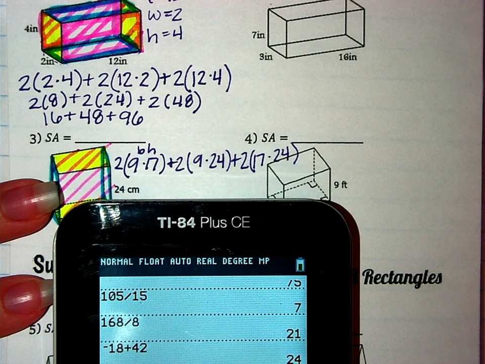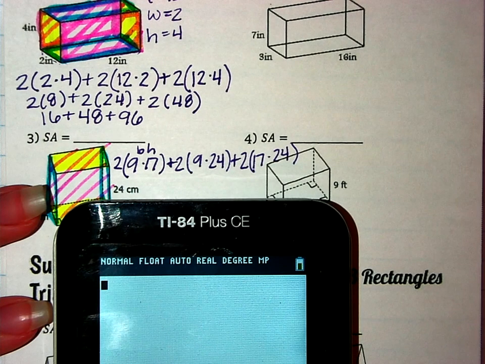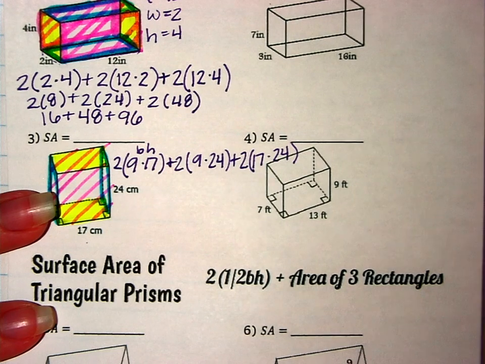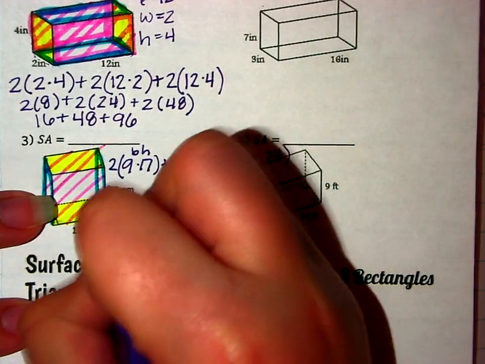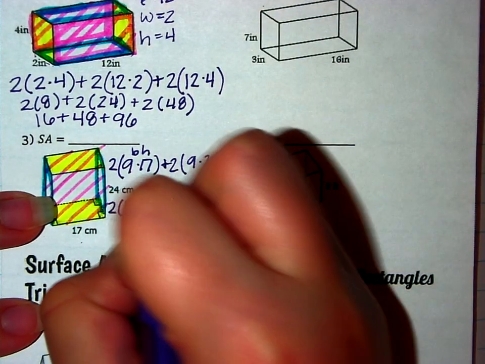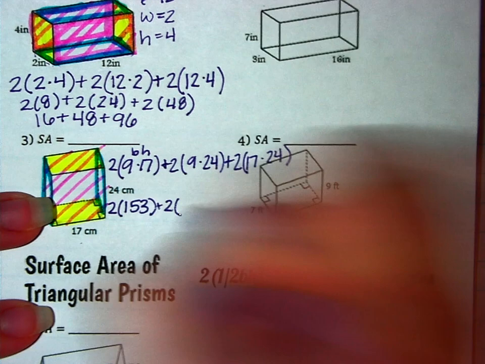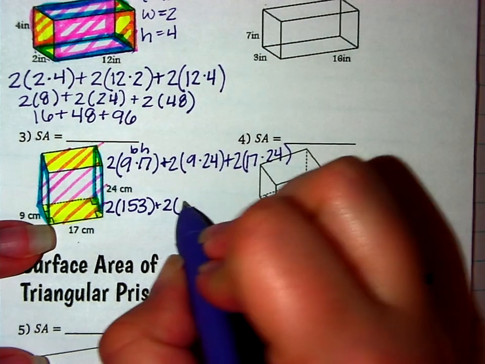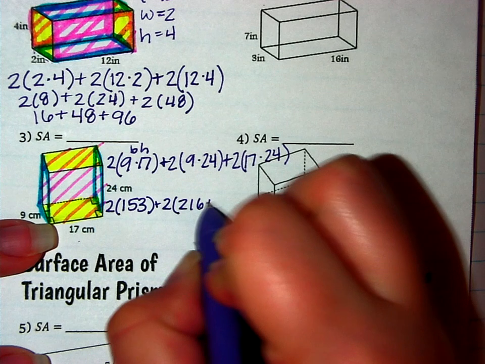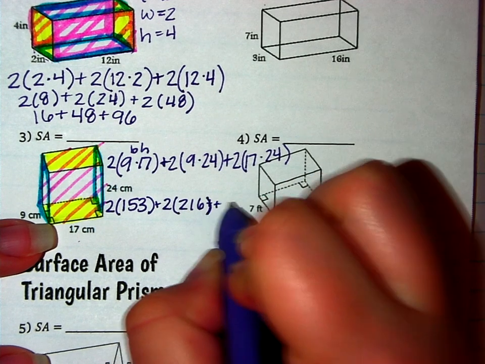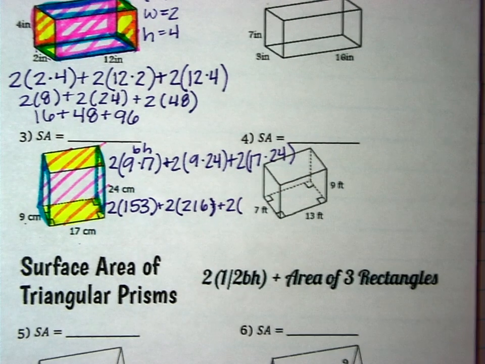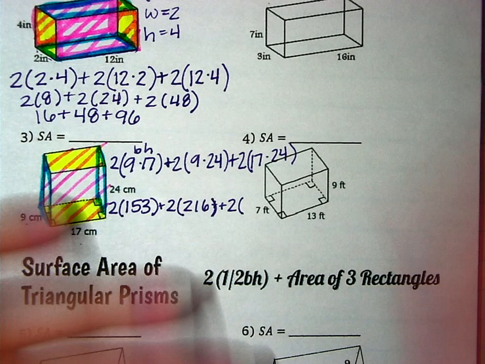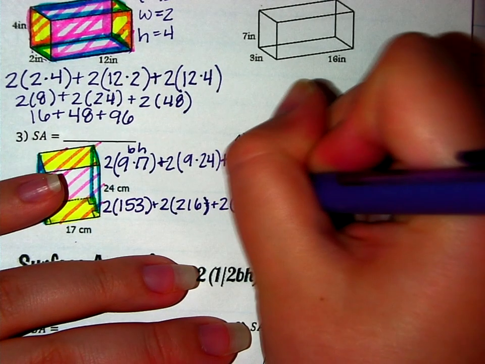All right, let's go ahead and do the PEMDAS. So we have 9 times 17. Don't know what that is off the top of my head. That's 153. So we have 2 times 153 plus 2 times 9 times 24 is 216. Parenthesis. Plus 2 times 17 times 24. Of course, 408. Just kidding, I had no clue.